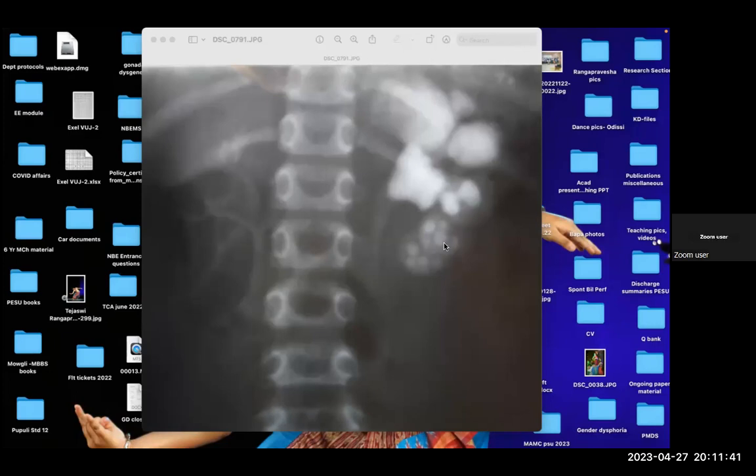So it's very clear, no? You see upper calyces, middle calyces, lower calyces. And then there is a big pelvis shadow here. So what are the types of stones here? These are radiopaque calculi. In the pelvis, a staghorn calculus is seen. Typical staghorn. Then there are multiple calculi in the lower calyx here. What type of calculi is this? Sir, a dumbbell shape.